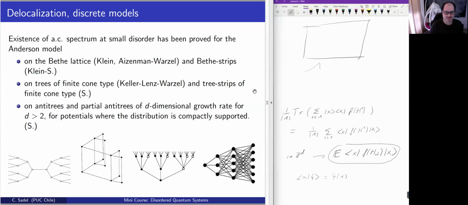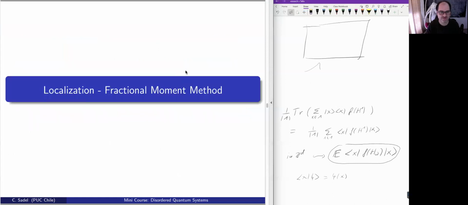Well, this concludes the first part, giving some overview. In the second part, I want to get a little more detailed into some mathematical aspects, and want to start with localization and the fractional moment method.